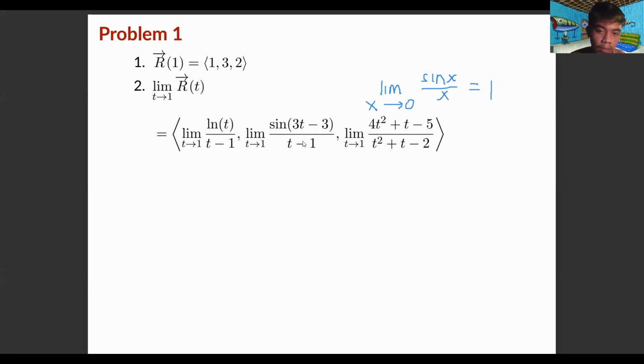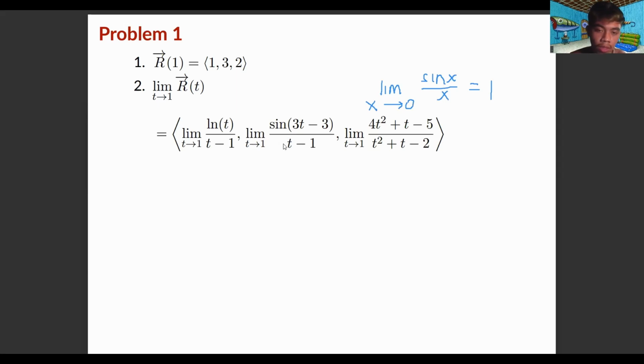So we have here 3t minus 3 and then t minus 1 sa denominator. So for that, I think we can multiply 3 sa denominator since when you multiply 3 here, yung input sa sine function is equal na sa denominator. So that's one. And this another rule here is that x should be approaching to 0.